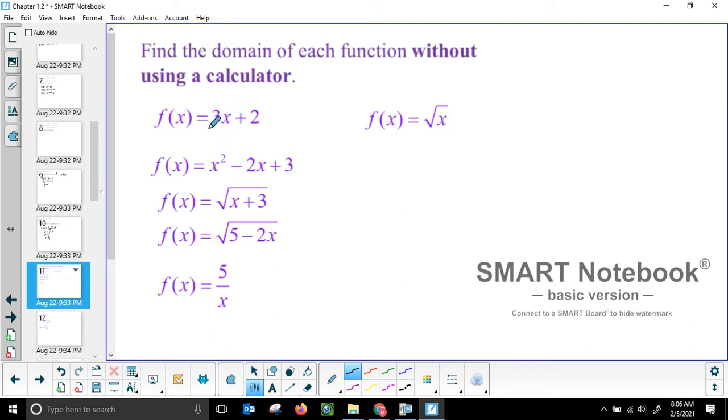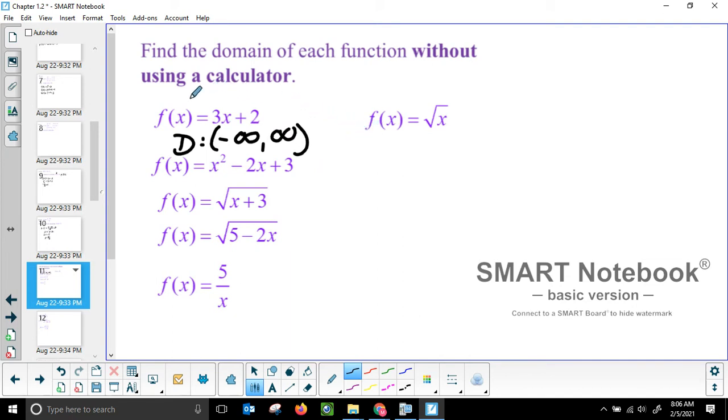I can multiply absolutely any number by 3, and then I can add 2 to that product, no matter what number I plug in. So my domain here is all real numbers. There's a few ways that you can write it. You can write it negative infinity to infinity. That's called interval notation.